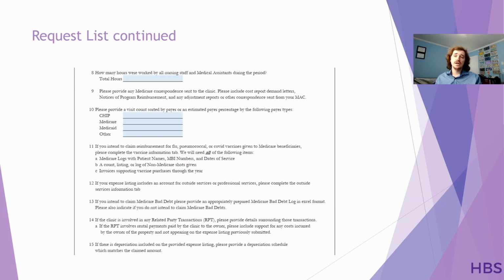Number 15 is involved depreciation. If you have any depreciation on your expense listing back from request item 1, then we need the depreciation schedule that matches that amount. Because what we have to do is go through and adjust depreciation to Medicare regulations. And those regulations are different from the IRS regulations, and they're different from other financial reporting regulations. So in order to do that, we need the schedule for how that amount was calculated.